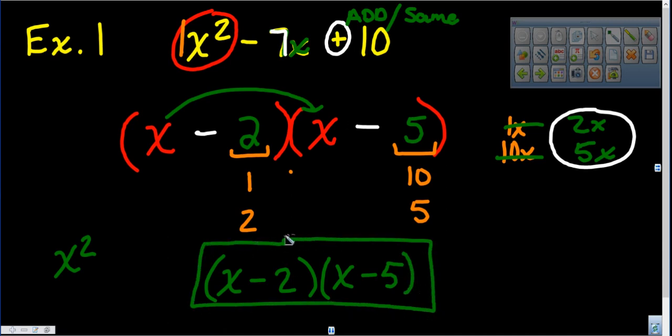The first example is always going to seem a little bit crazy, but once you get this down, it'll really speed up your factoring and understanding of what factoring is for a quadratic trinomial. Let's go ahead and look at another example.